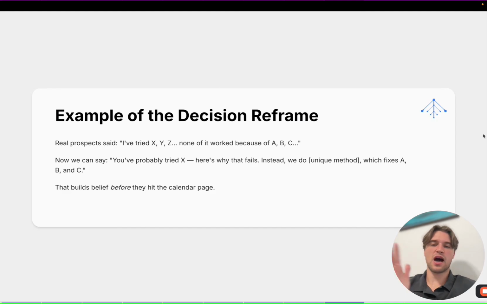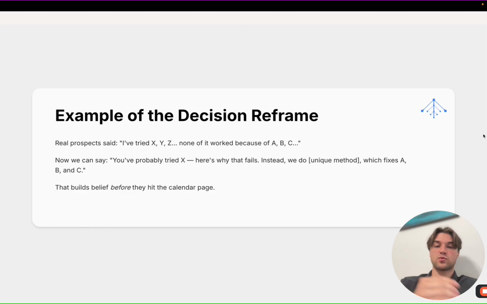So I kind of just went through an example of this, but when we get the transcripts from the sales calls, we're actually able to take that information to create this decision reframe in a way that they're going to be mind blown, because you're literally going to say, this is what you probably tried, because you've had 15 to 20 people tell you, hey, this is what I've tried. None of it worked because of this. I didn't like it because of this. This was a problem. Now we can say, hey, you probably tried X, Y, and Z, and here's why that failed.